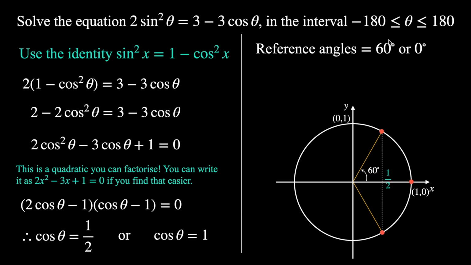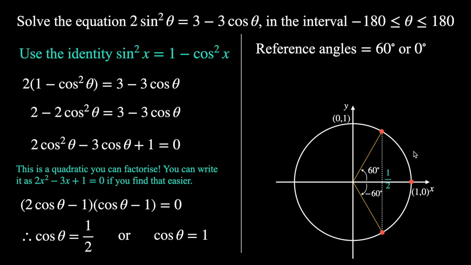And now is a good time to check our interval. So we have an interval from negative 180 to 180. That means we need to go in the negative direction. That's actually clockwise from (1, 0), going around this way. So this angle in here is going to be negative 60 degrees to this point.